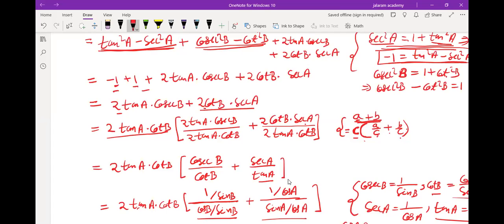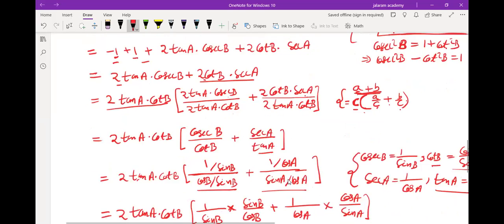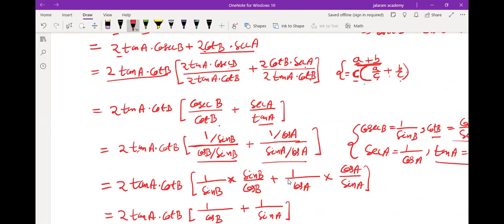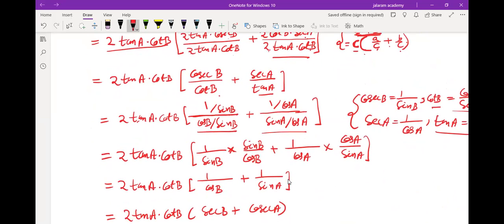So 2 tan A cosec B is the first term which will be divided by 2 tan A cot B, plus 2 cot B sec A is the next term which will be divided by 2 tan A cot B. So it is equal to again 2 tan A cot B into cosec B over cot B, as 2 tan A cancelled out from the first term inside the bracket and 2 cot B cancelled out from the second term. So it is sec A by tan A. Now change them either to sin A or cos A or sin B or cos B.